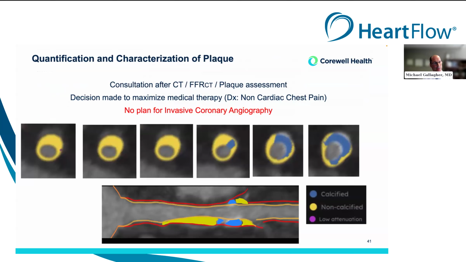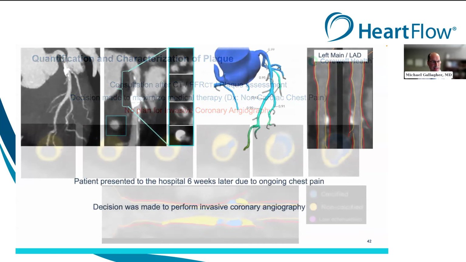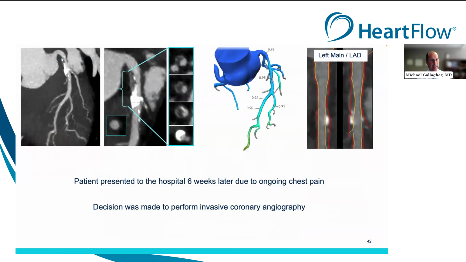And so there was no plan for invasive coronary angiography. However, of course, we needed to maximize his medical therapy, and so we worked on that. However, over the next 6 weeks or so, the patient had intermittent continued chest pain and ultimately presented to the emergency department. And the decision was made by the admitting team to proceed with invasive coronary angiography.